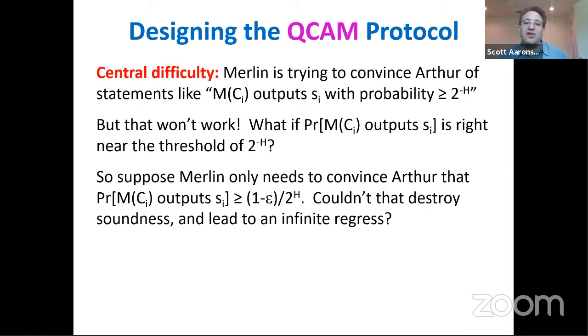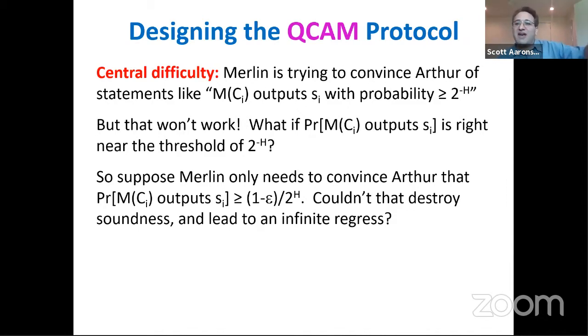Let's say that Merlin only needs to convince Arthur that the probability is at least 1 minus epsilon over 2 to the H. But then the problem is as soon as you allow that leeway, that could destroy the soundness, because maybe there are vastly more circuits where C sub I outputs S sub I with probability 1 minus epsilon over 2 to the H. Once you've lowered the bar to that, a cheating Merlin could sneak in 1 minus 2 epsilon acceptors and so on. So you would seem to get an infinite regress.